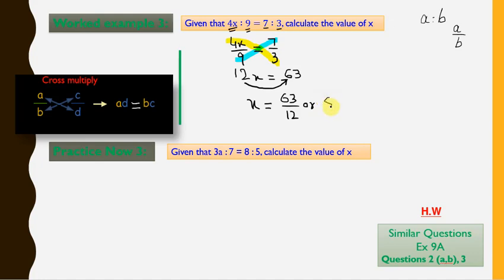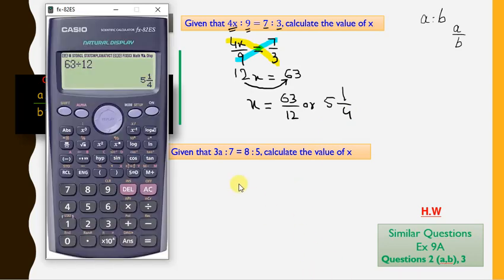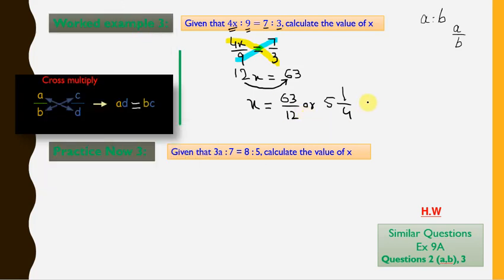5 whole 1 by 4. You can write it in mixed fraction or you can write it in decimals like 5.25. Both the answers will be correct. So that's how you will solve such type of questions. In this question we have calculated the value of x. Now in a similar fashion we will solve the practice now 3.